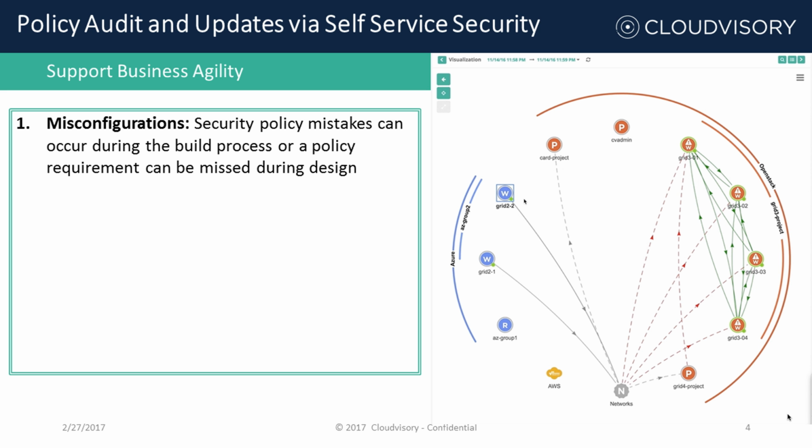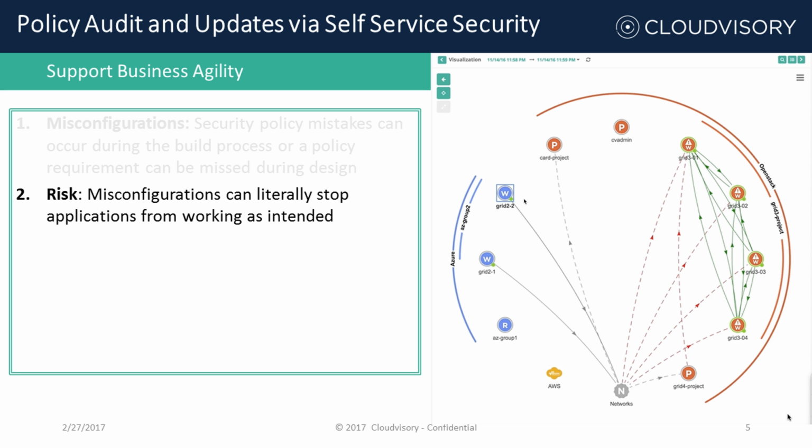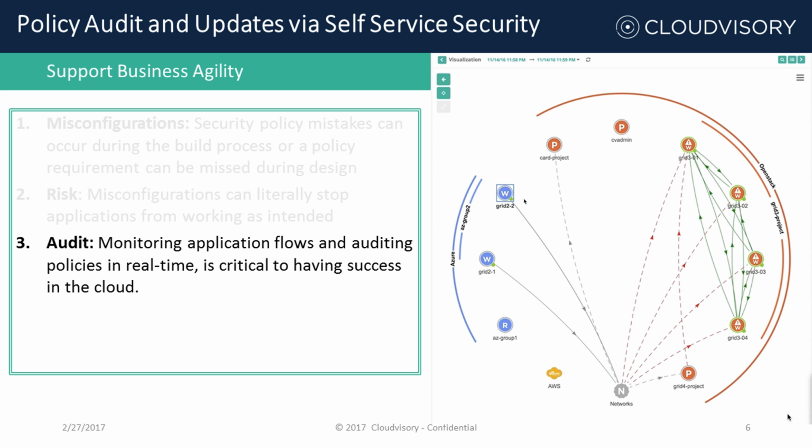We know that security policy mistakes can occur during the build process, or a policy requirement can be missed during the design process. The risk here is that misconfigurations can literally stop applications from working as intended in business going forward, or even worse, grave risk can expose the underlying cloud environment. So it is critically important that we are monitoring application flows and auditing policies in real time to identify any misconfigurations. It's critical to having success in the cloud.